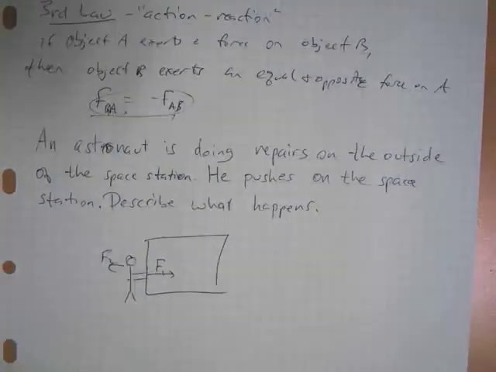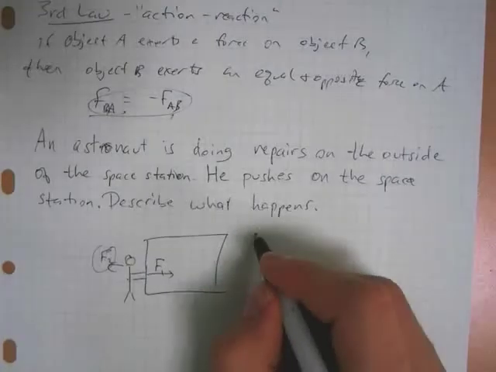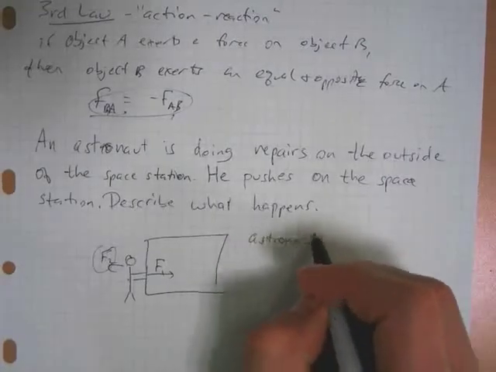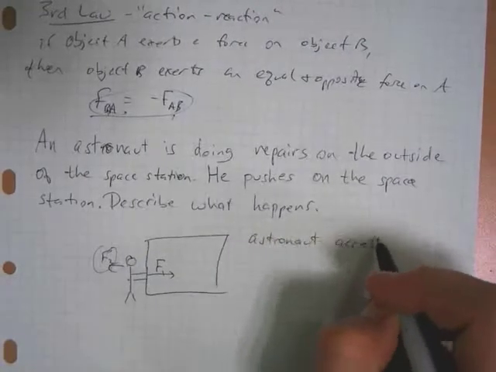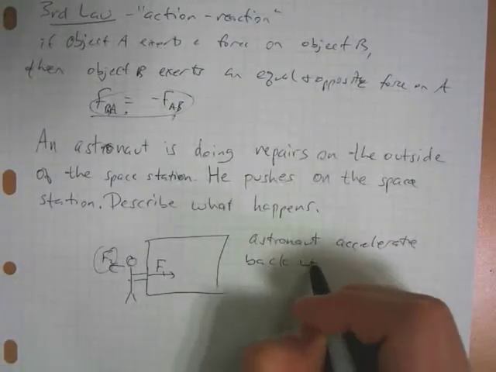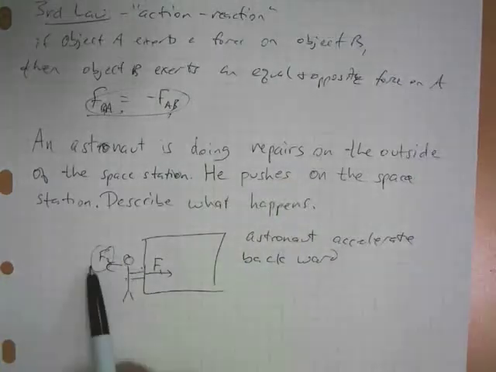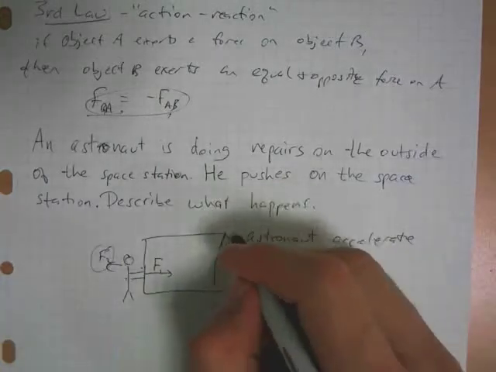There's now a backward force on the astronaut. So, the astronaut will accelerate backward. And so he winds up pushing off the space station, according to Newton's third law.